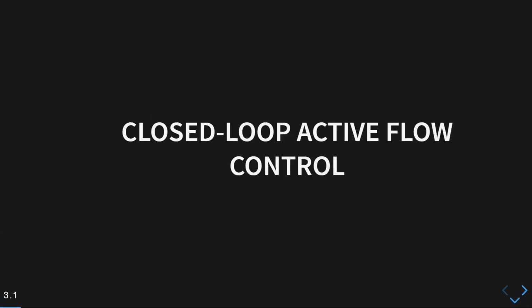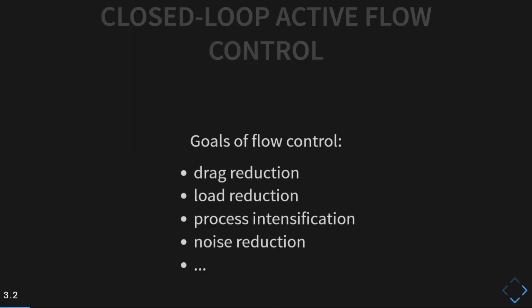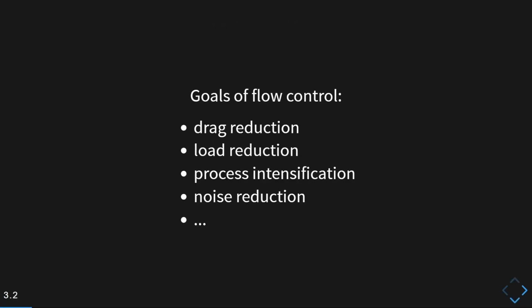All right. So first of all, what is closed loop active flow control? In general, when you do flow control, what you would like to do is something like reduce the forces that are acting on your obstacle, for example, or you can also try to do the opposite. For example, if you have a mixing process, maybe you want process intensification and you want your control to achieve the opposite. Something that is often interesting in aerodynamics is of course noise reduction.